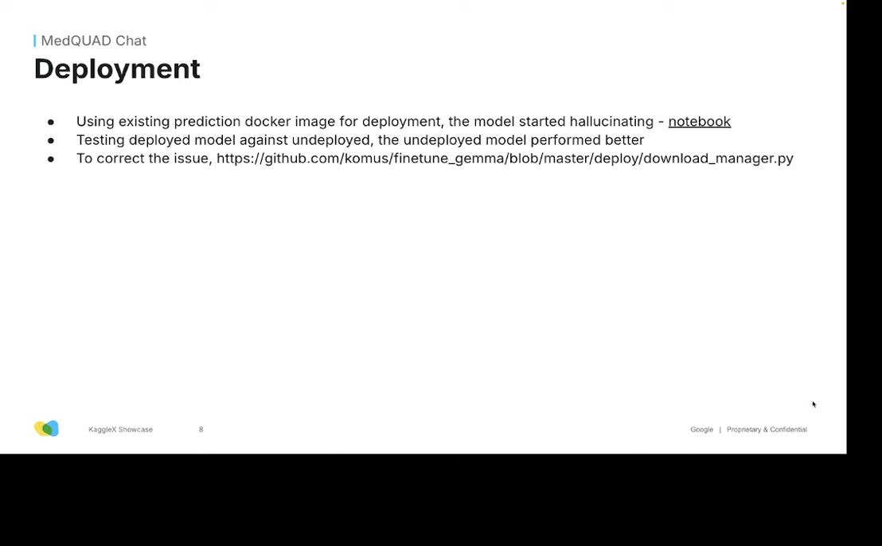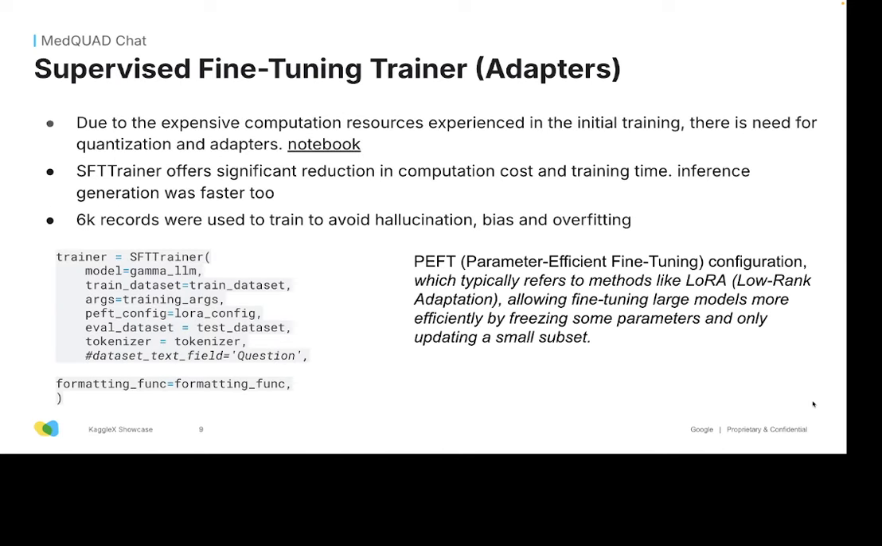This brought about a reason to say maybe something is wrong with how I deployed to Vertex AI or with the Docker image. So I went forward to create my own Docker image, and the result was okay.